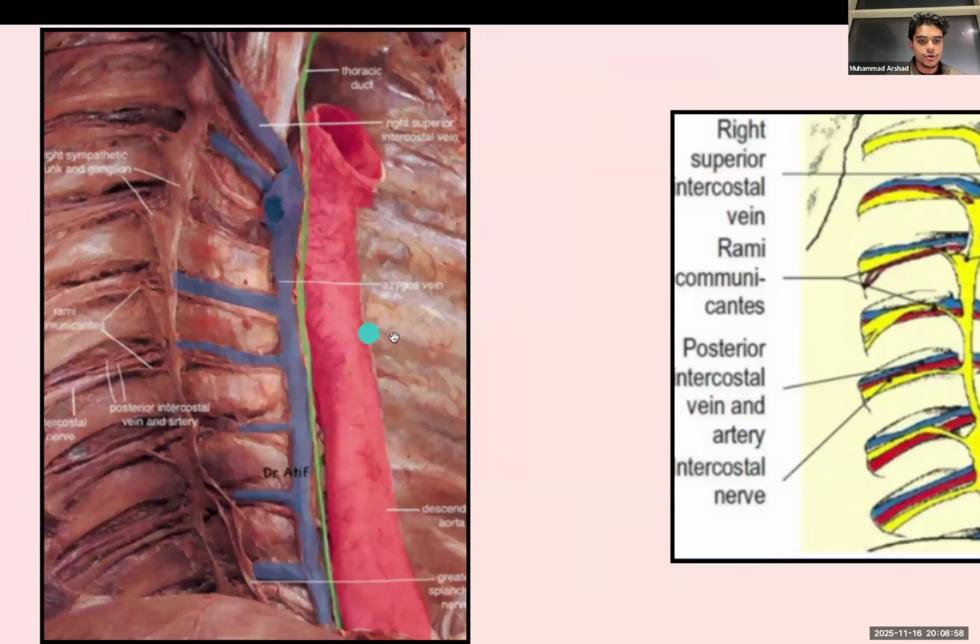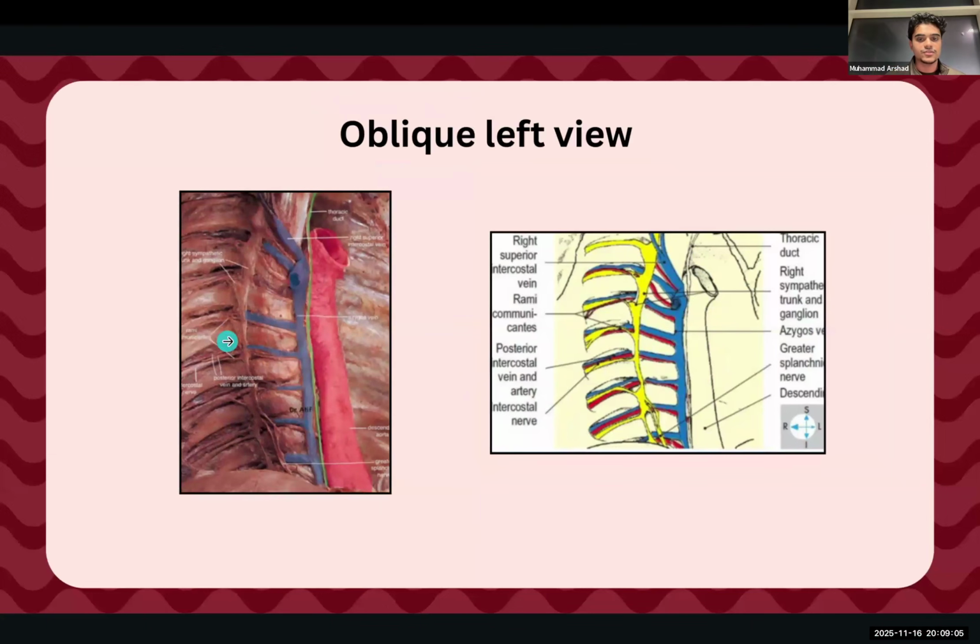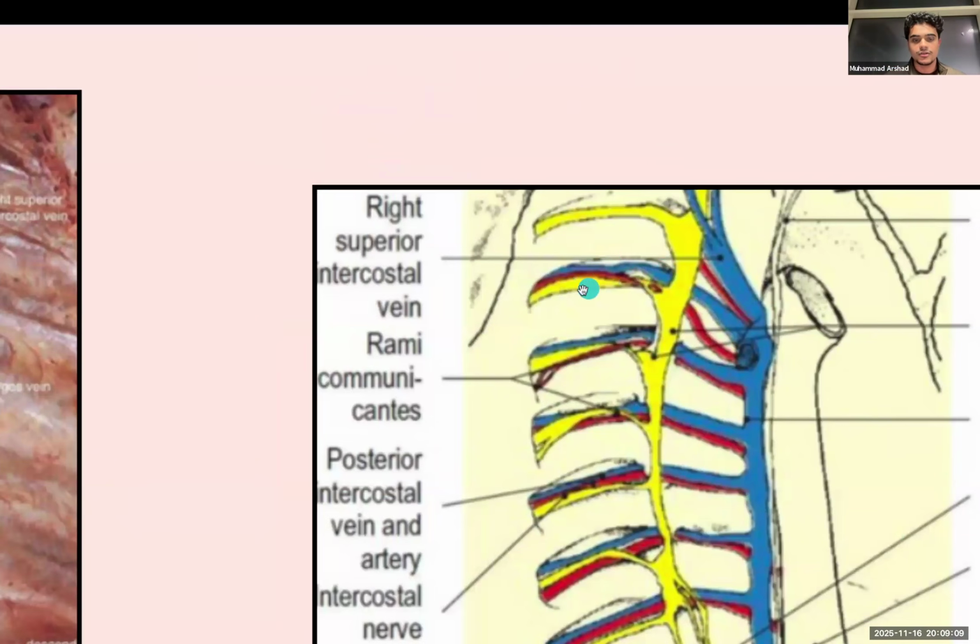And something to note is that the order in which veins, artery, and nerve exist in this intercostal space is VAN. So vein, artery, and then nerve, right? And you can see that here as well. Vein, artery, and then nerve, okay?